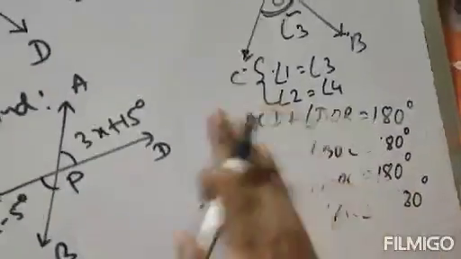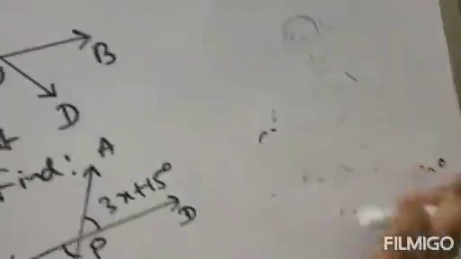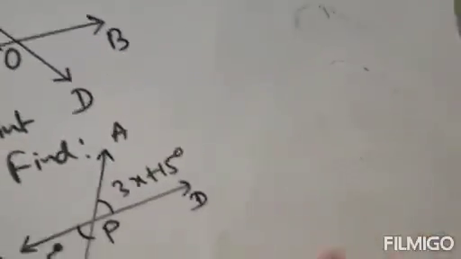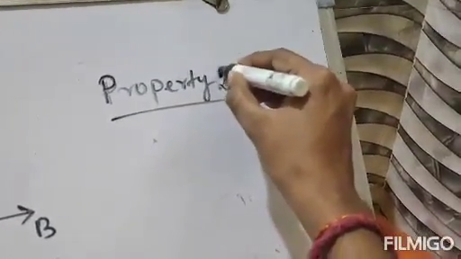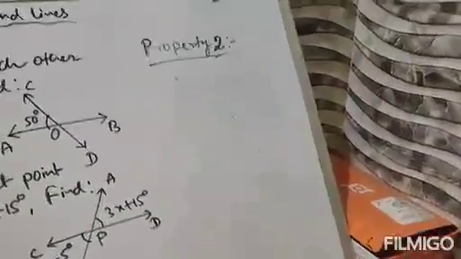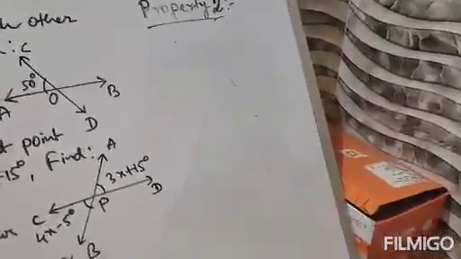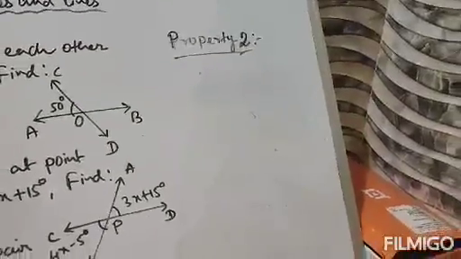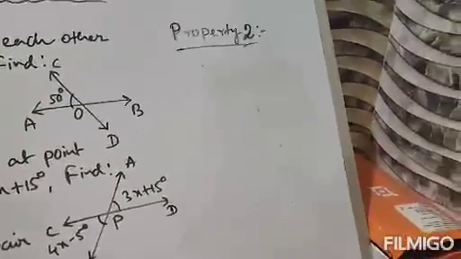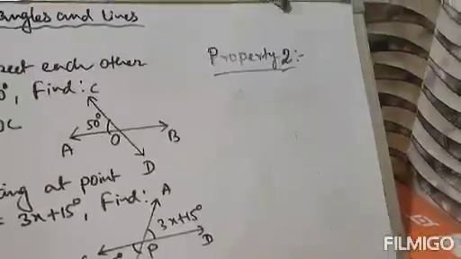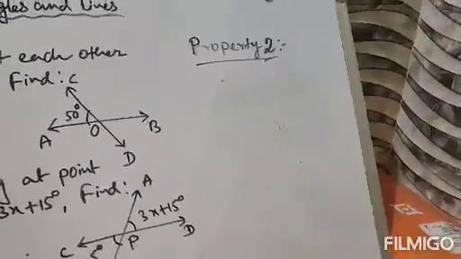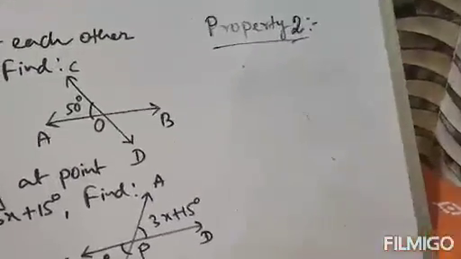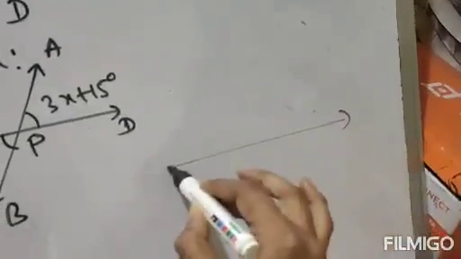Now the last property, that is the second property, property number 2. The statement of property 2 is that if the sum of two adjacent angles is 180 degrees, then their exterior arms will always be in the same straight line. Suppose the sum of two adjacent angles is 180 degrees, then the exterior arms will always be in a straight line.